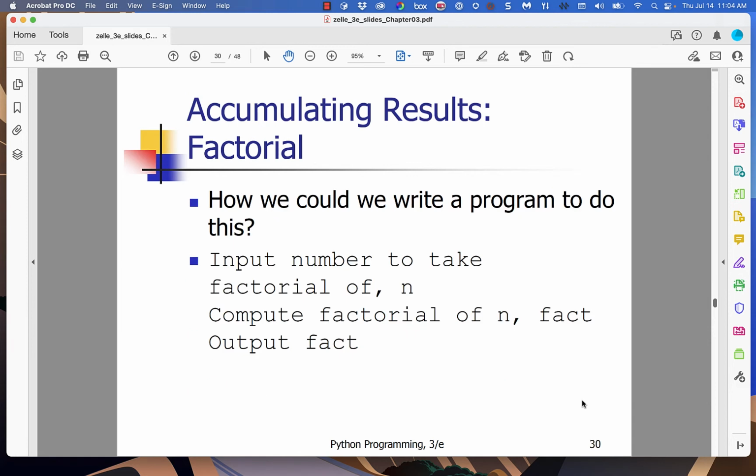So how could we write a program to do this? Well, this is pseudocode. Input the number to take the factorial of, n, and compute the factorial of n. I think he's saying here that he's going to use the variable n for the number, which is okay. And compute the factorial of n as fact. Why didn't he call it factorial? Well, because he ran out of room on the slide. This isn't a particularly good name. It's the one that fit with this big fat typeface.